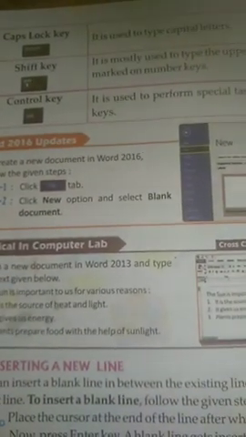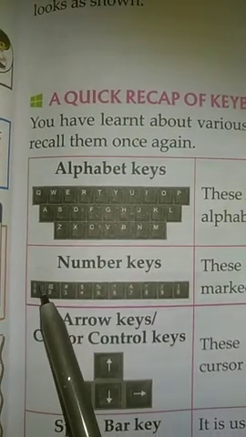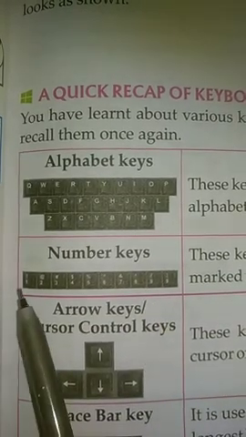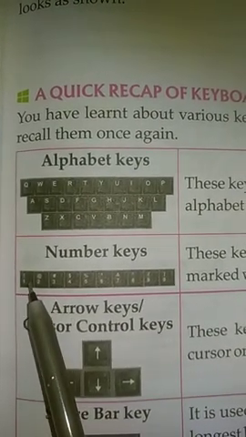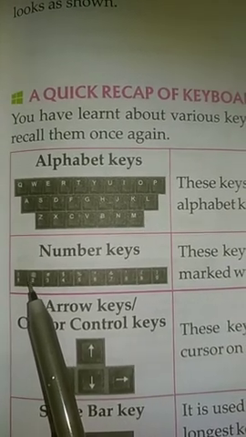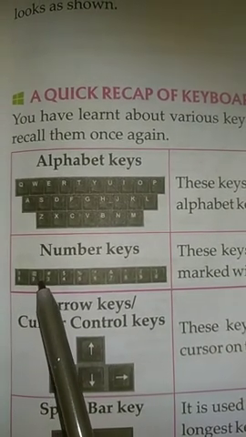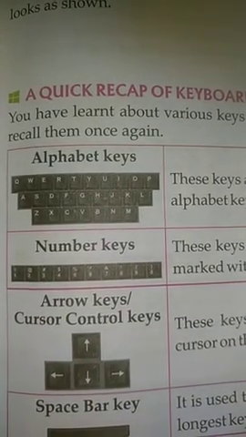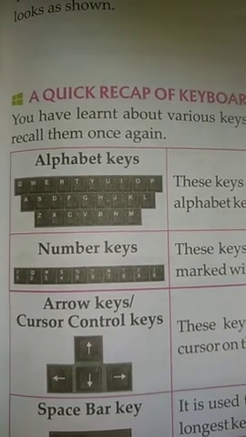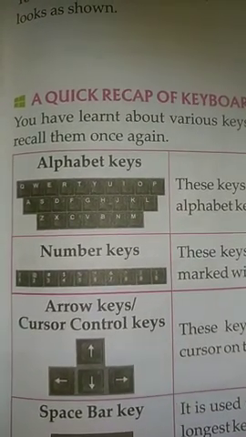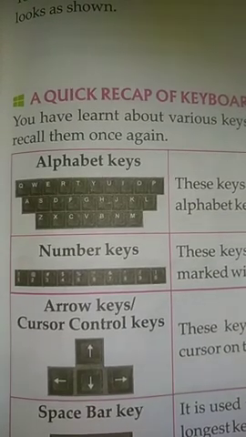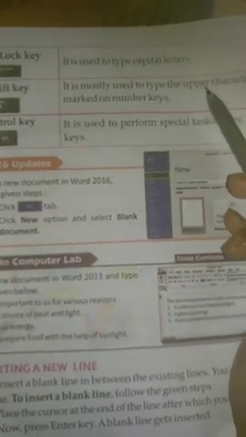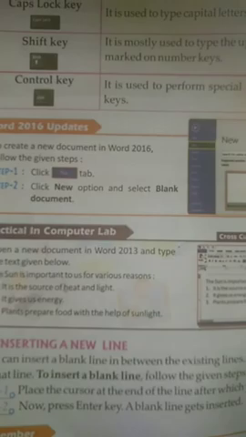Here I will show you. Here are some characters given here, percentage and brackets, at the rate. If we want to use this sign, this symbol on the monitor, then how does it work? With the help of the shift key. If you press any symbol, then it will come. So the shift key is used to type the upper character marked on the number keys.